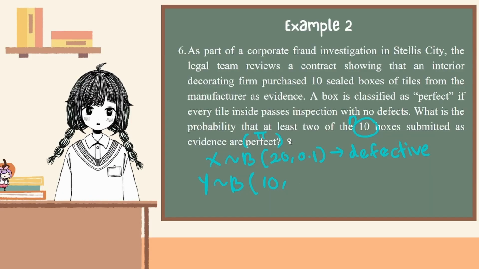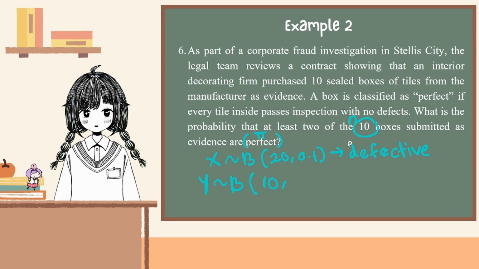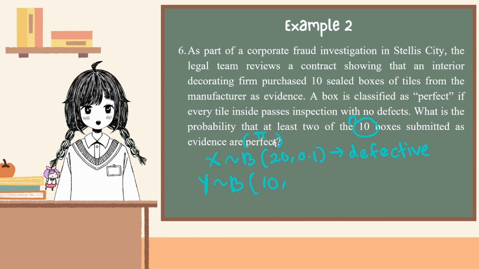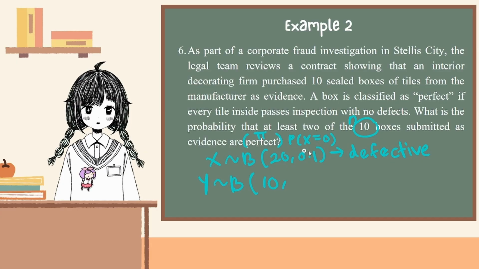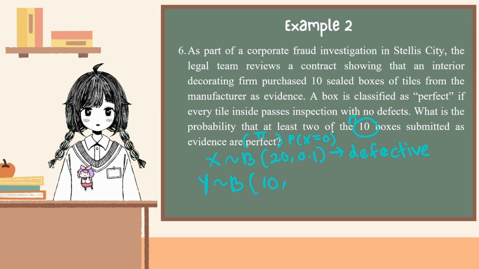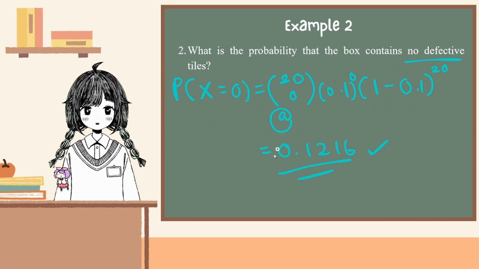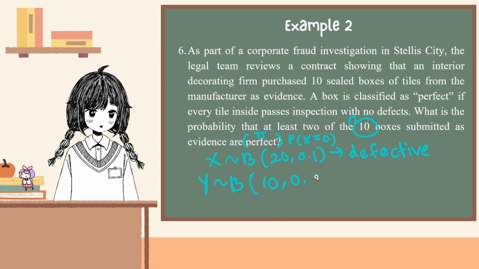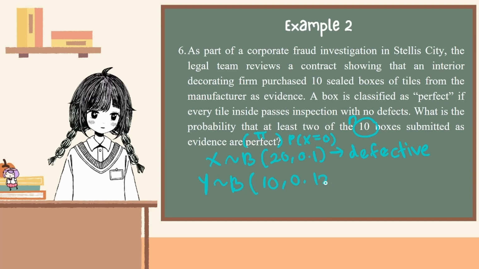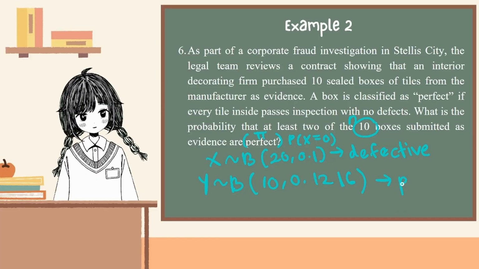So the pi, if we look at the defective tiles version, if it is perfect, that means P(X = 0), meaning no defective at all. We have already solved this from the previous question, which is this one. So this will be our new pi. Our new pi is 0.1216. This is in the perfect condition.